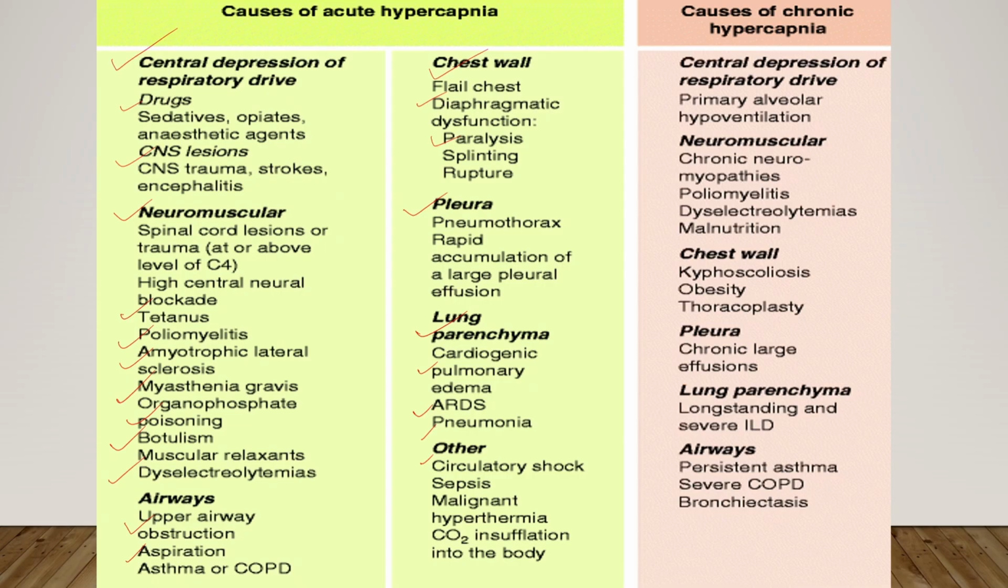Causes of chronic hypercapnia, again, central depressive drive, primary alveolar hypoventilation, neuromuscular, all this comes, chronic neuromyopathies, poliomyelitis, etc. Chest wall, structural chest wall abnormalities, kyphoscoliosis, obesity, thoracoplasty, then large pleural effusions, long-standing ILDs, then persistent asthma, COPD, etc.